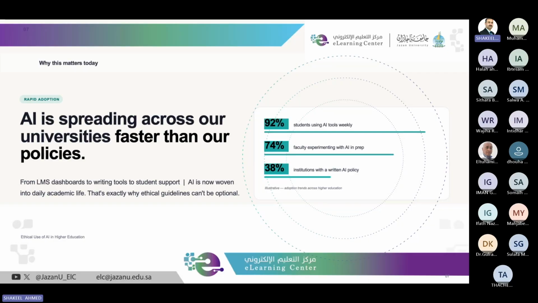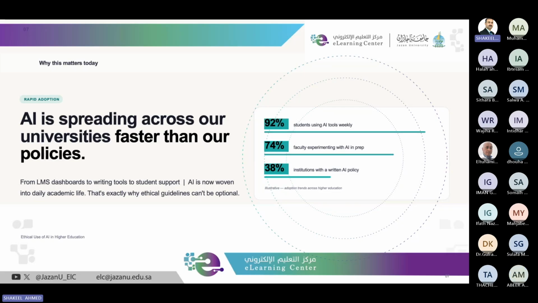So read that last one again. Nearly 3 in 4 faculty are already using AI, and fewer than 4 in 10 institutions have put anything on paper about how that should work. So that gap is a problem.